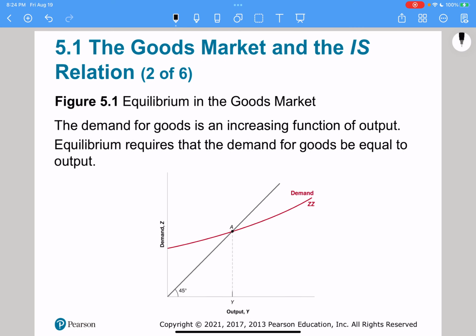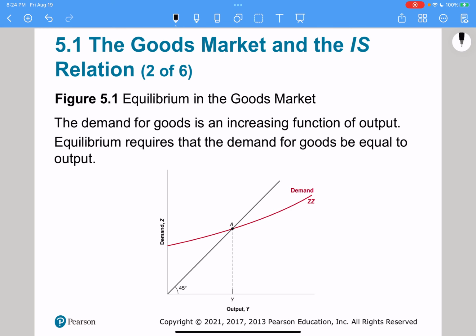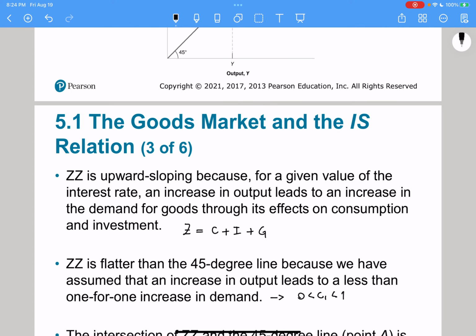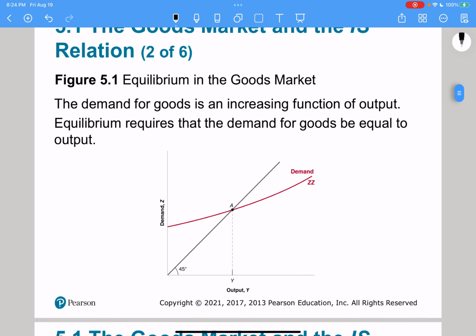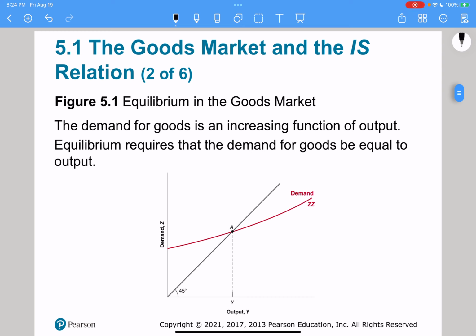How does this work graphically? Well, we start with the following. We start with this equilibrium in the goods market. This equilibrium in the goods market was, let me see something here. Yeah, this was the graph. And we have in the next slide some explanations why this graph is in this format.